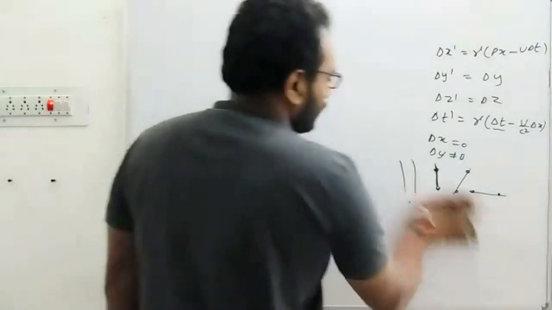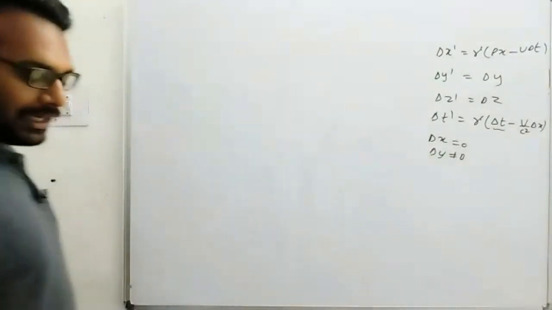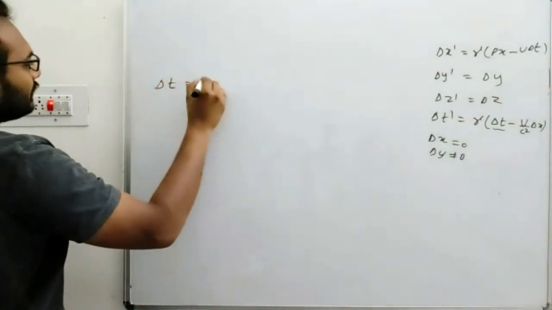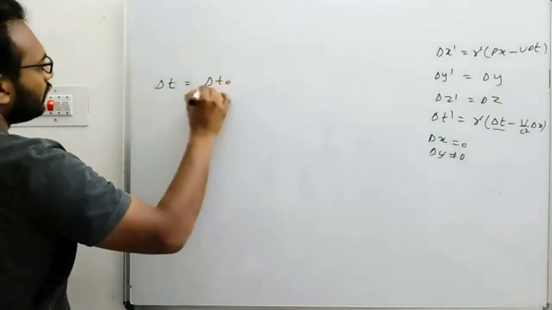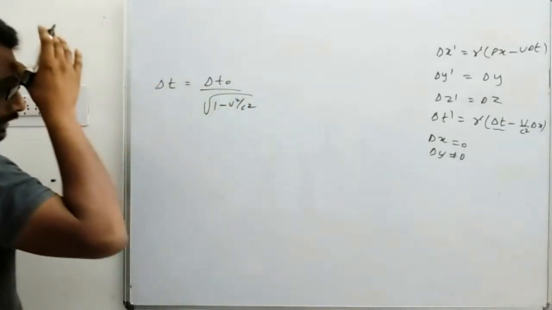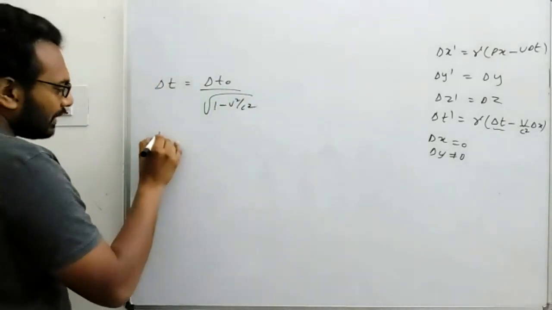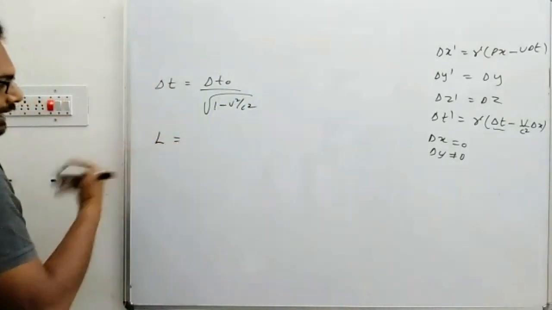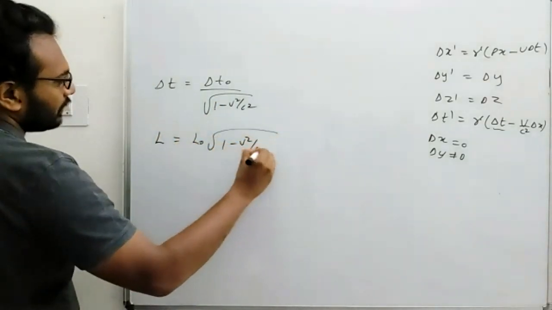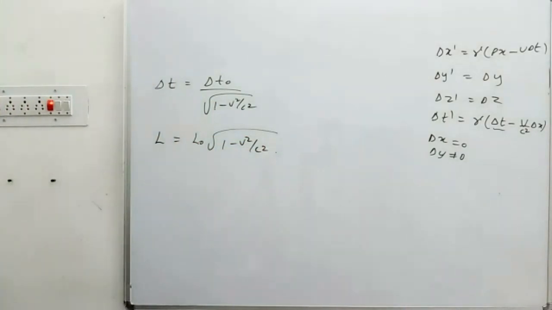We also discussed time dilation and length contraction. We had this result: delta t is equal to delta t0 divided by square root of 1 minus v square by c square. We also got it from the Lorentz transformation equations. We also had this measured length L is equal to L0 times square root of 1 minus v square by c square.